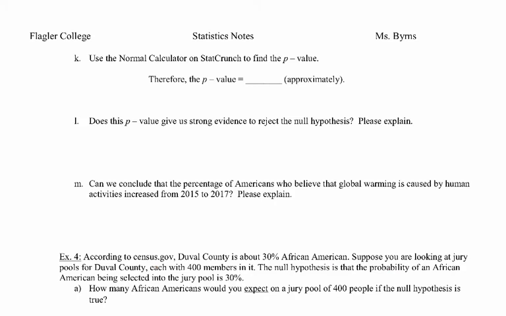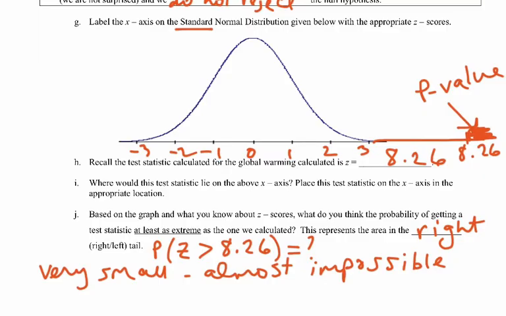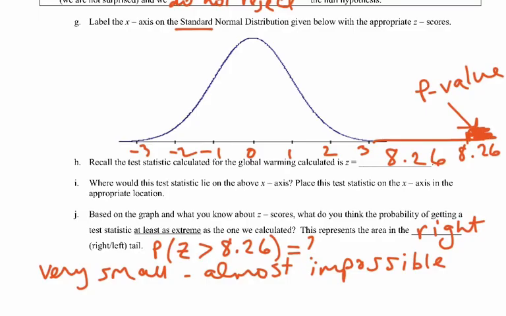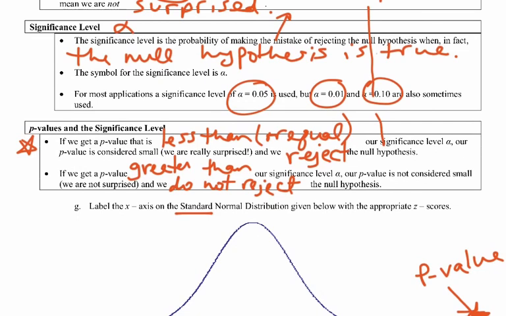Okay, it says use the normal calculator on StatCrunch to find the p-value. I'm not going to use the calculator to do this because we know it's so small, such an unusual, unlikely possibility. The p-value, we're just going to say it's 0. So does this p-value give us evidence to reject the null hypothesis? Well, when do we reject the null hypothesis? Go back to this chart. We reject the null hypothesis when our p-value is small, when our p-value is less than our significance level.